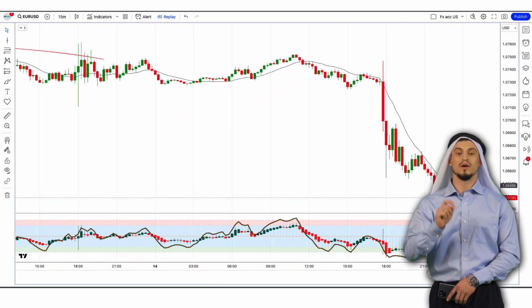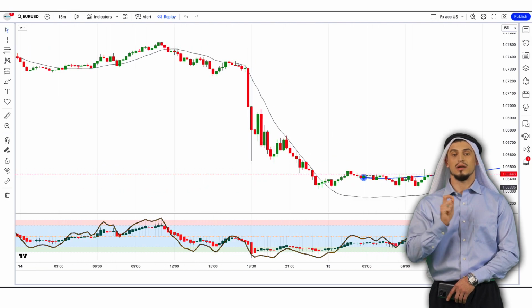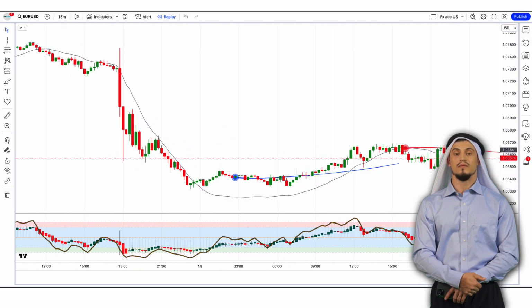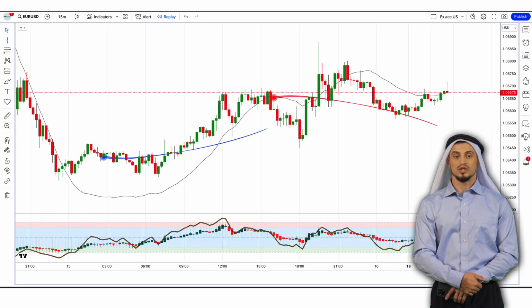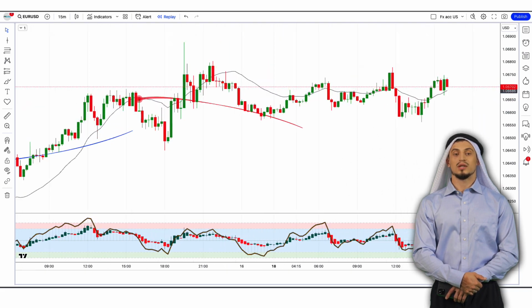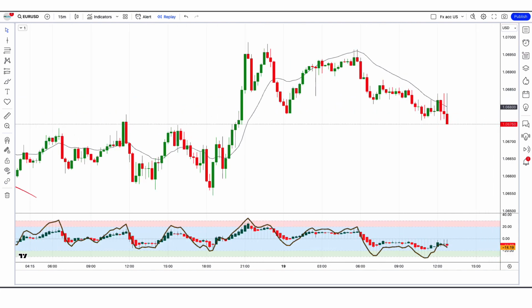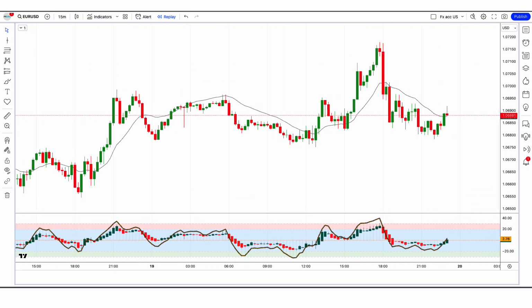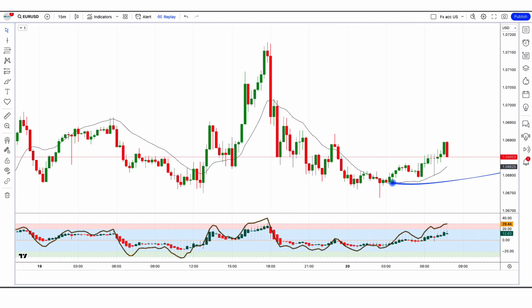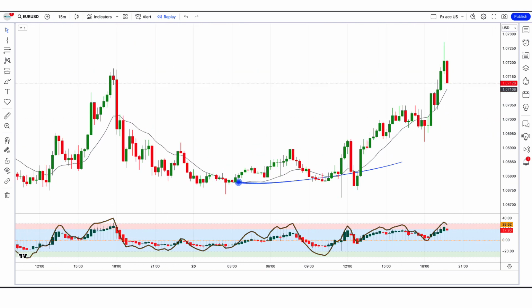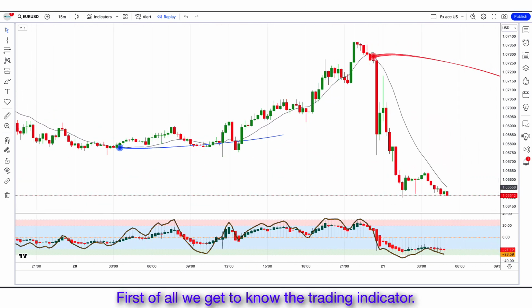In this easy-to-follow tutorial, I will teach you how to use this indicator correctly, as well as give you a full trading strategy with it that is guaranteed to make you a consistent profit. It's worth mentioning that this technical analysis tool can be used for trading cryptocurrencies, stocks, futures, and forex pairs. First of all, we get to know the trading indicator.